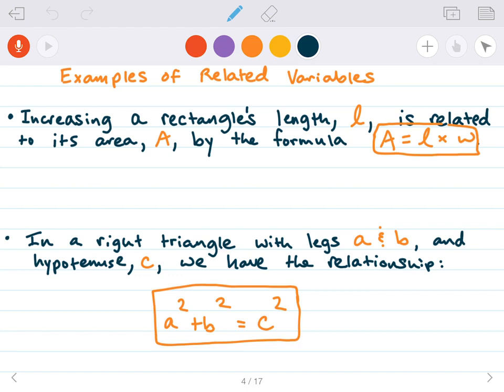Increasing a rectangle's length, L, is related to its area, A, by the formula A equals length times width. If we increase a rectangle's length, then its area will increase as well. Area and length are related by this formula right here. We're going to do a bunch of examples using the Pythagorean theorem. In a right triangle, if we have legs A and B and hypotenuse C, we have this relationship: A squared plus B squared equals C squared.